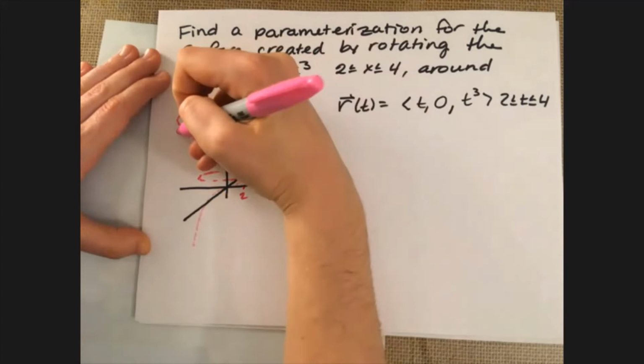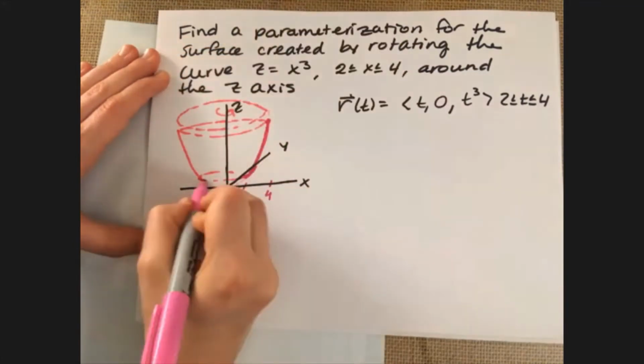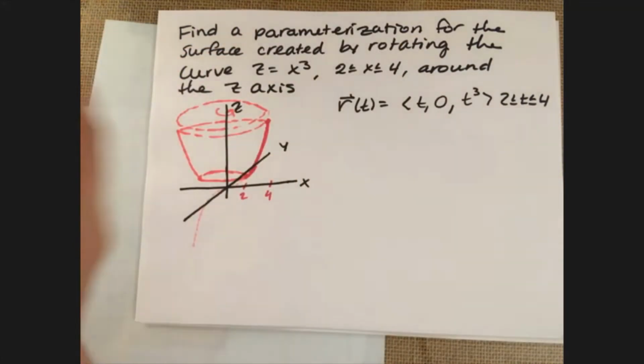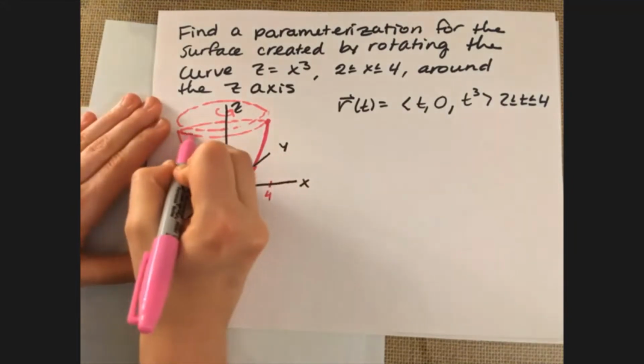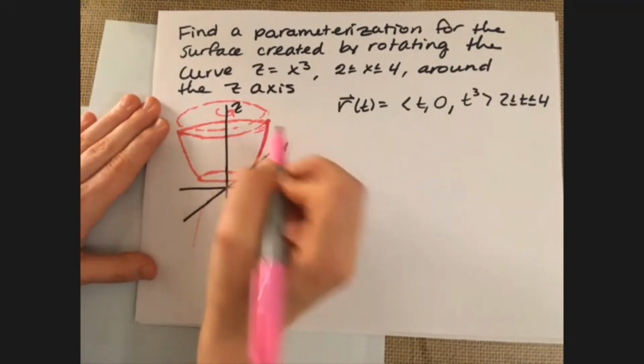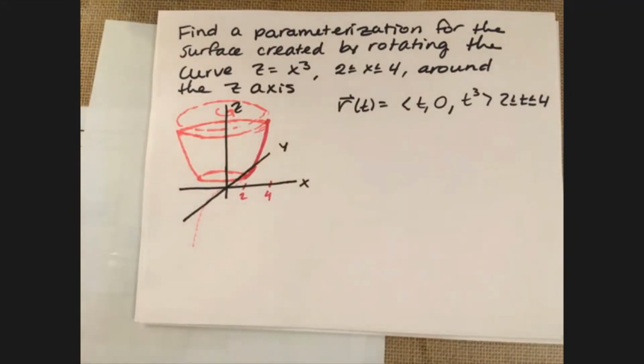And we're looking at this particular curve. It's slightly bowl-shaped, and we only want the surface. We don't want anything on the inside of it. We just want the surface of it, okay? So that's what we're looking to parameterize.